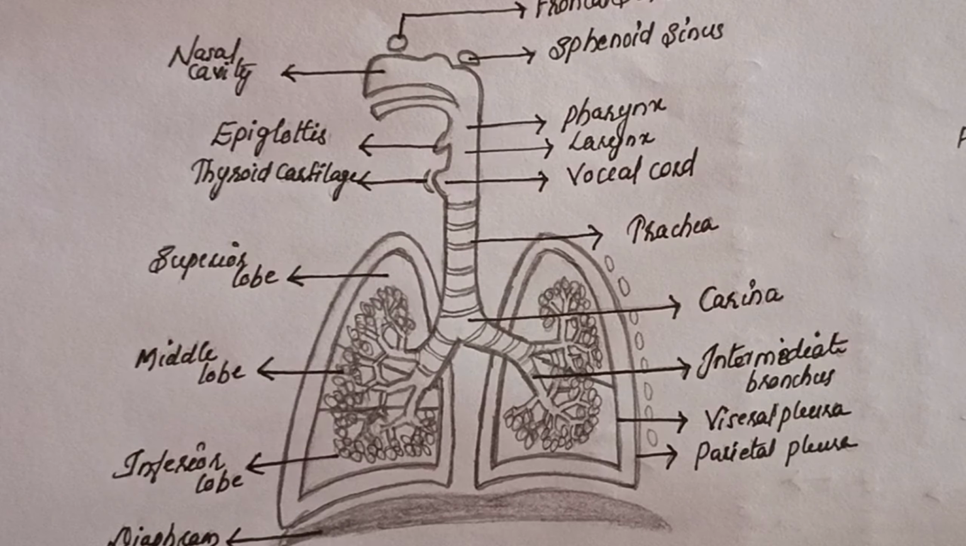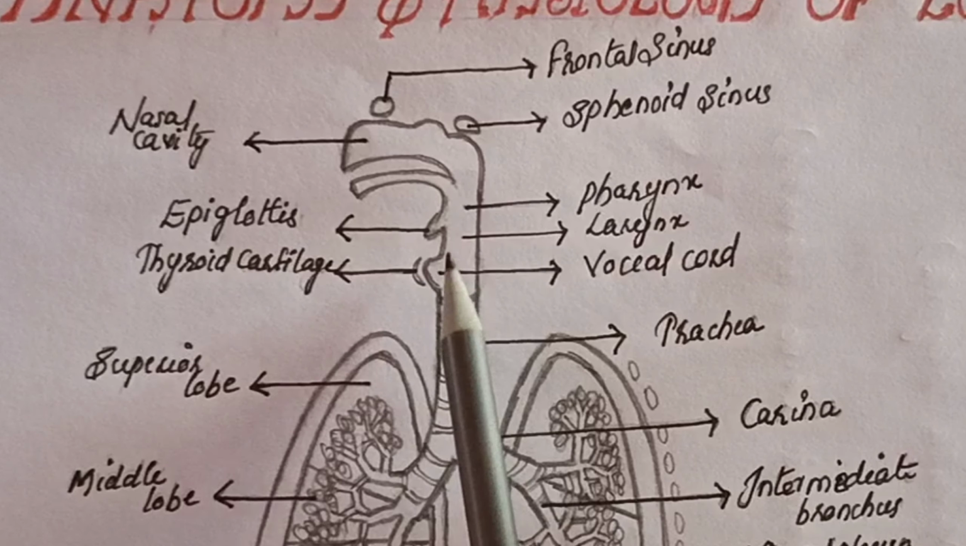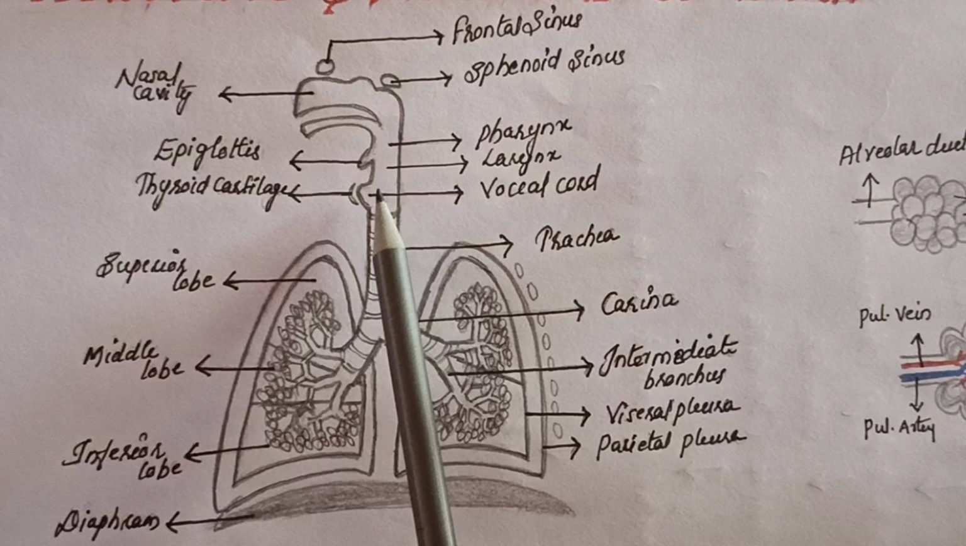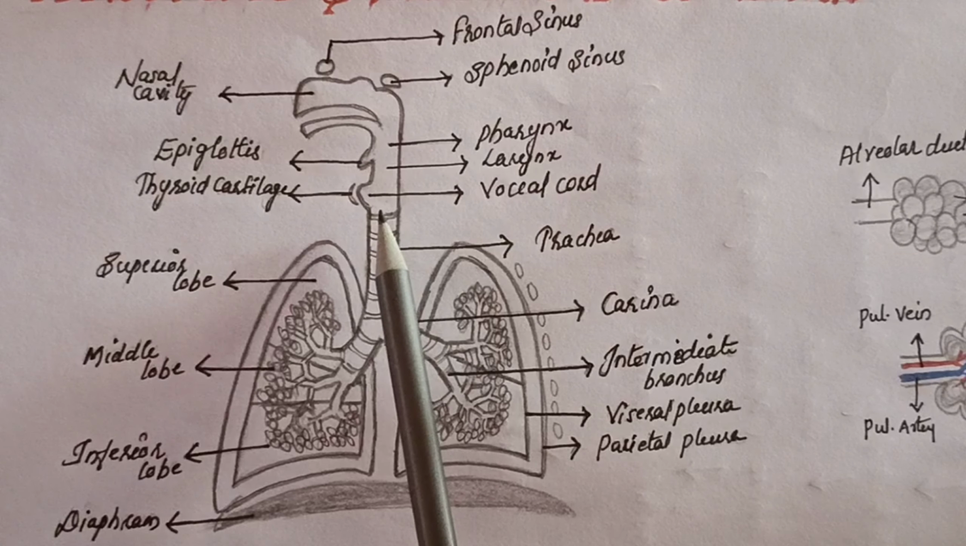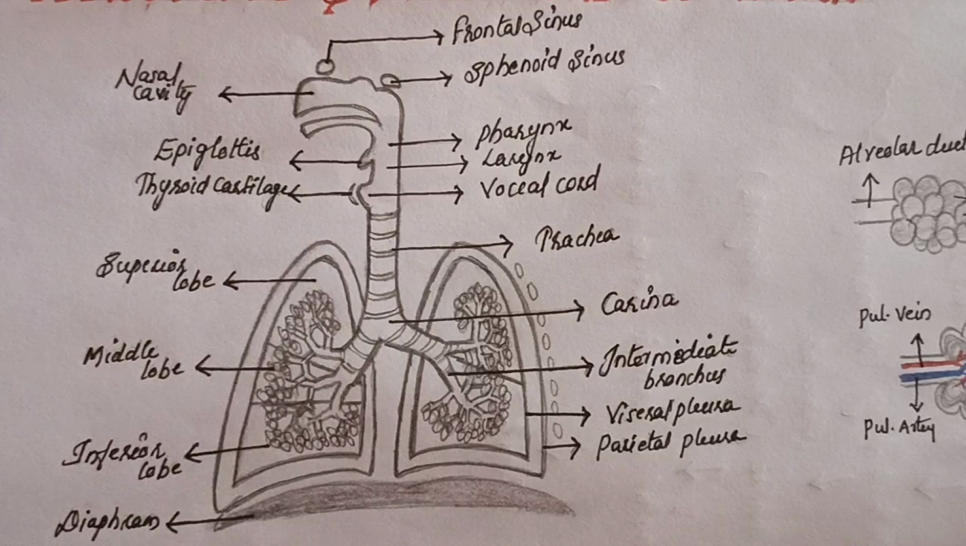So it is called as voice box. Just above the larynx, we have epiglottis. It is also a cartilage. It acts as a cap and closes the larynx when we swallow the food particles. Therefore, it helps to prevent the passage of food particles to the lungs.